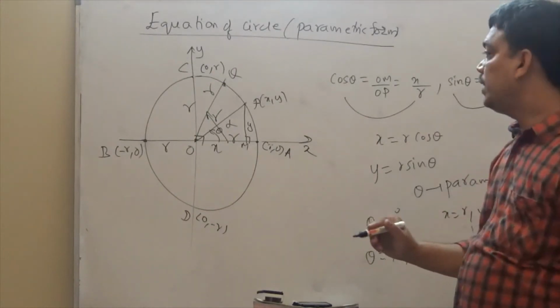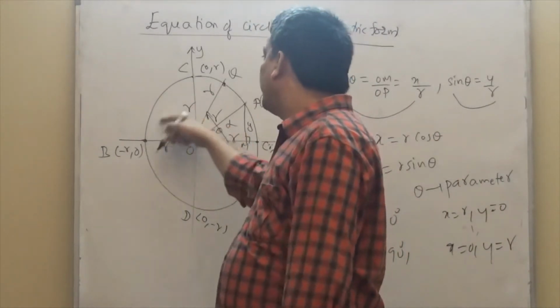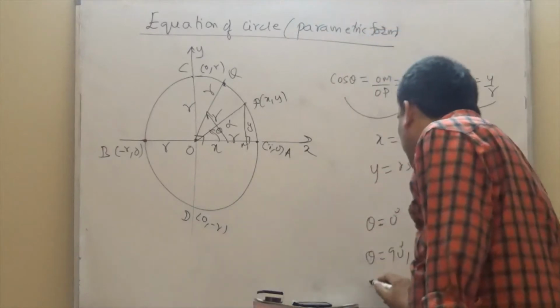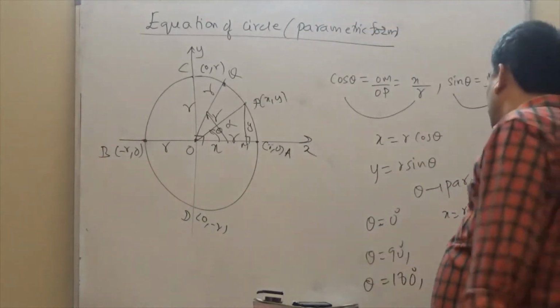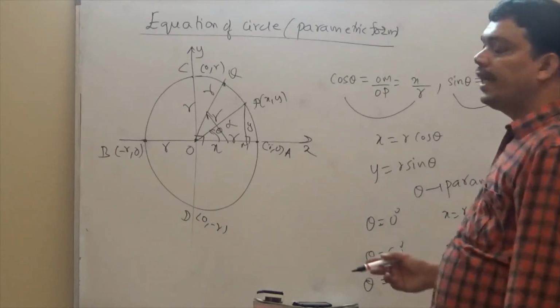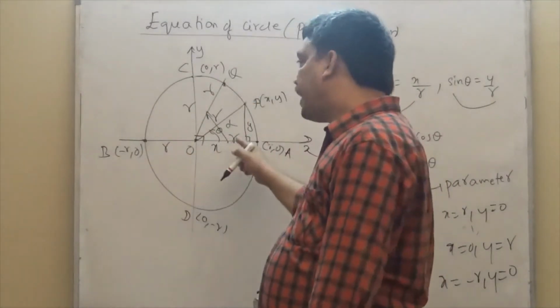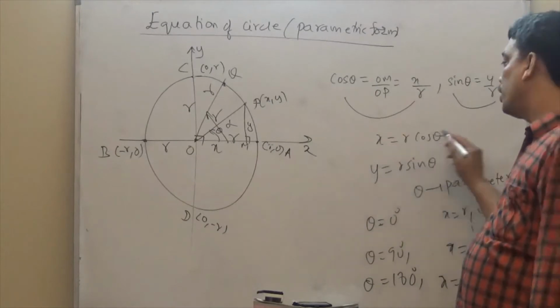Similarly, if the point P moves and coincides with B, this angle will be 180. So if theta is 180 degrees, we can say that x will be equal to minus r and y will be equal to 0. So like this you can see that as P moves on the circle, the angle theta is changing, and whenever theta is changing, the coordinates x and y are going to change according to this rule.